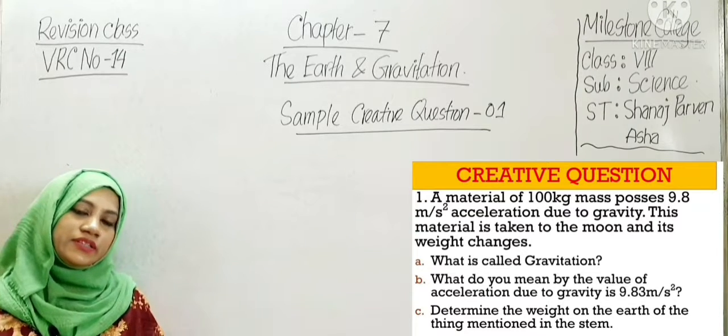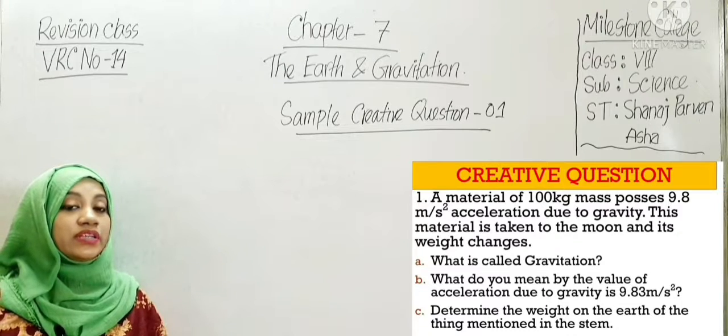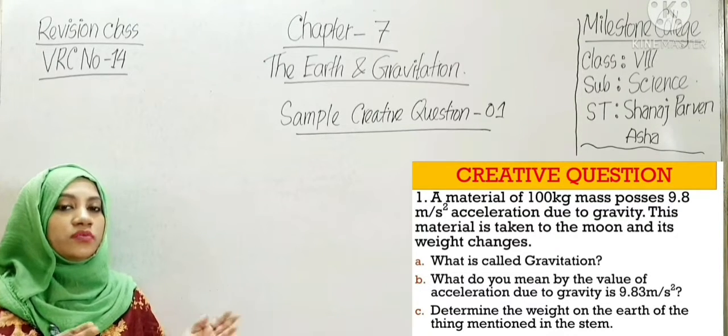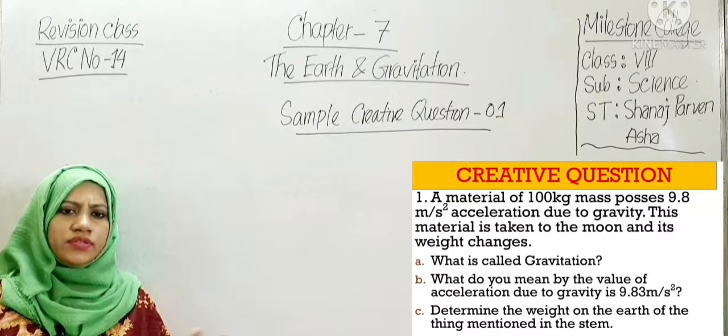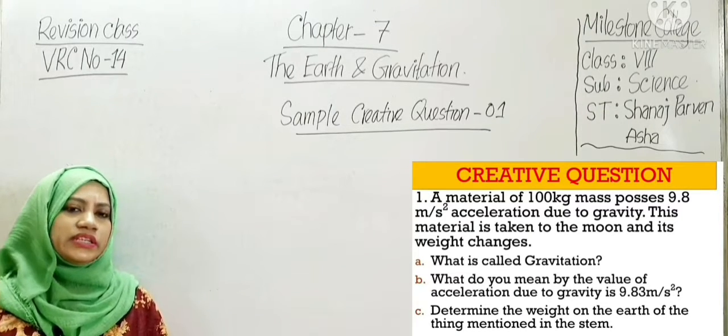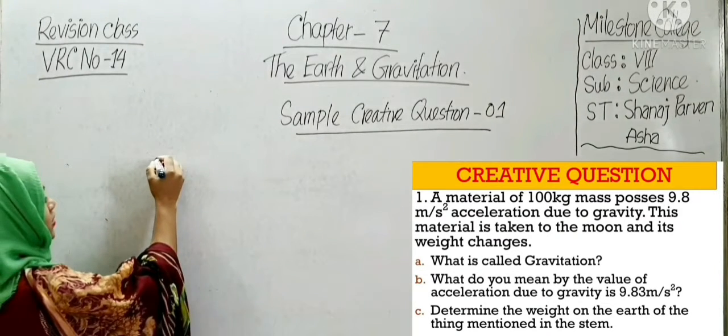And then it is taken to the moon. So what will happen? We know on the moon we have to multiply 1 by 6 with mg. So obviously it will change. So let's see sample question number 1 in our question.